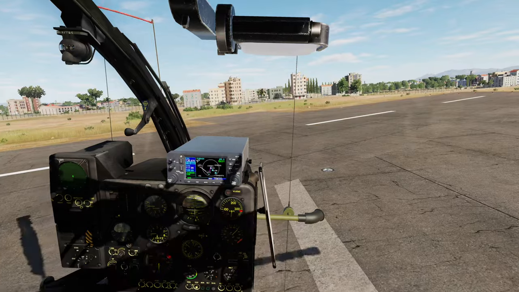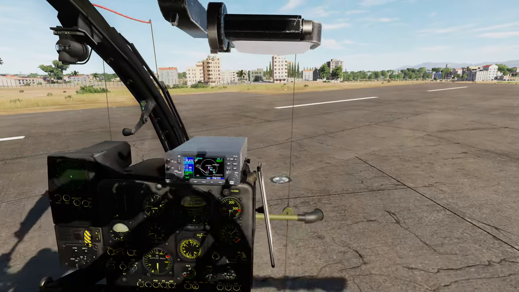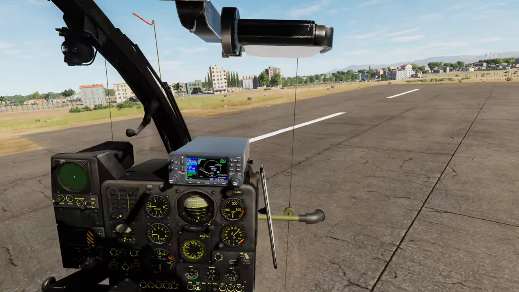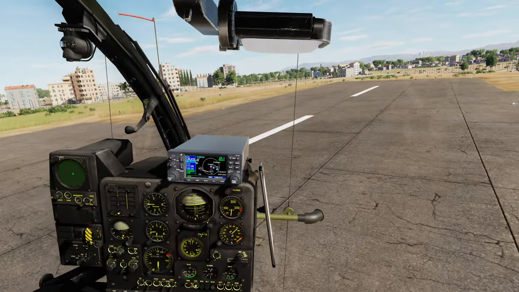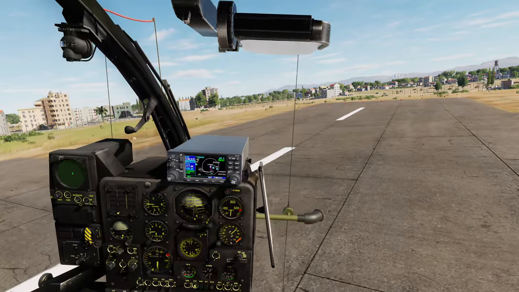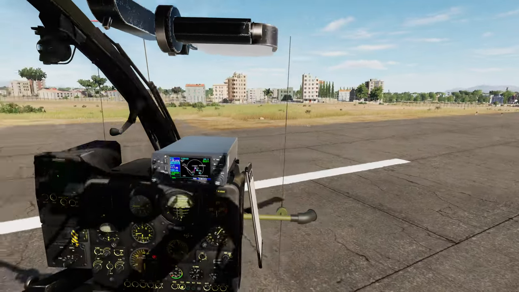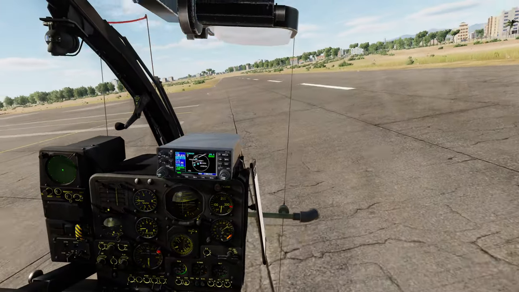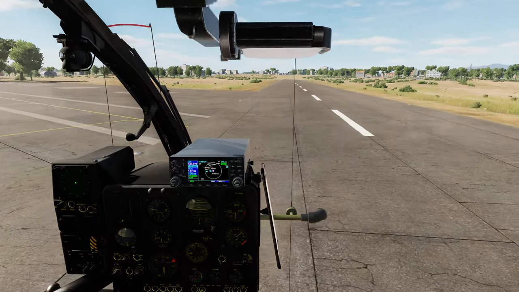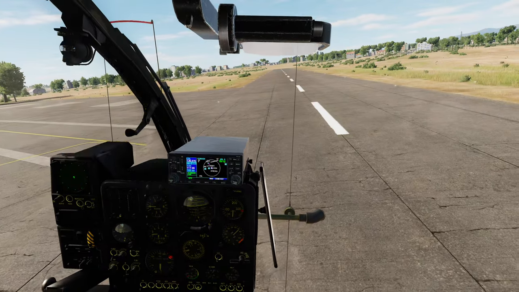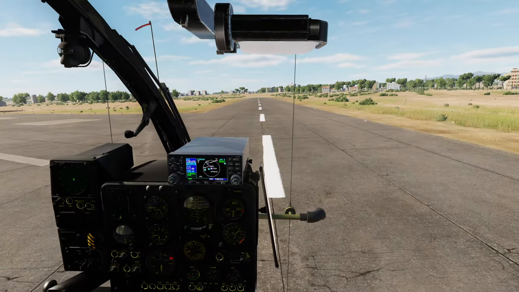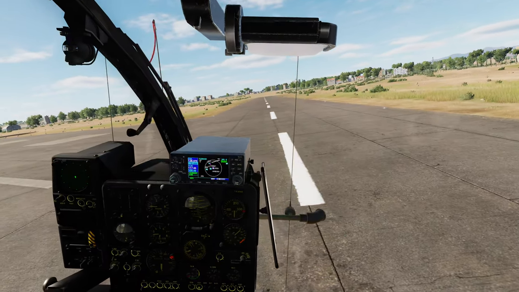Okay, I'm going to let it start to slow down. Here we are, kind of at the start of the runway here. So, let's bring her around. Oh, that was a little bit aggressive. But we got it back under control. And here we are. We want to be back into the hover. Just like that. That's not too bad.